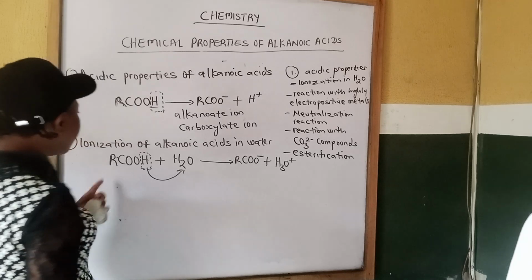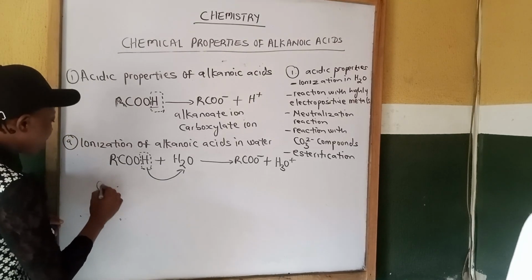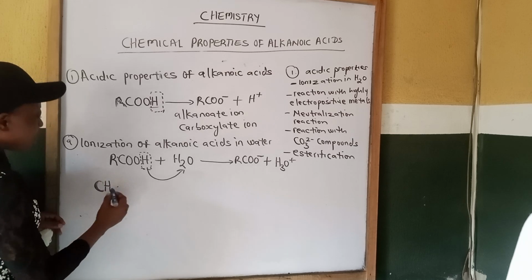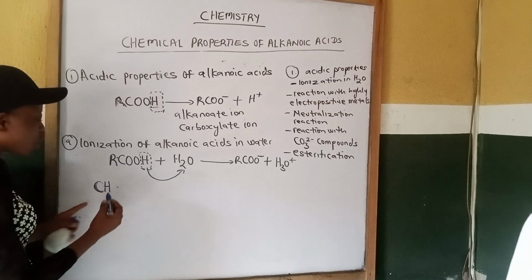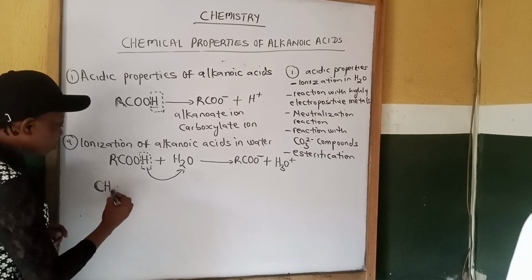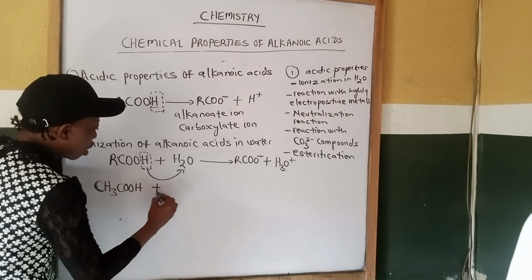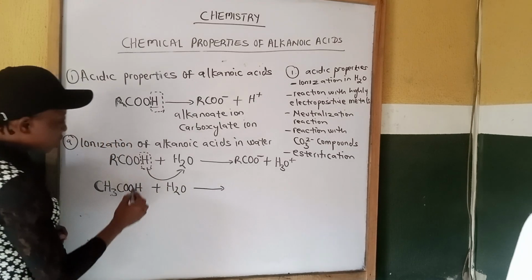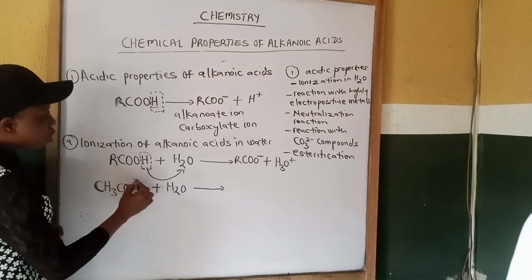So let's use a named alkanoic acid. Let's use ethanoic acid, which is the second member of alkanoic acids. Ethanoic acid is CH3COOH plus one molecule of water. It will give us what? You dissociate the hydrogen ion.